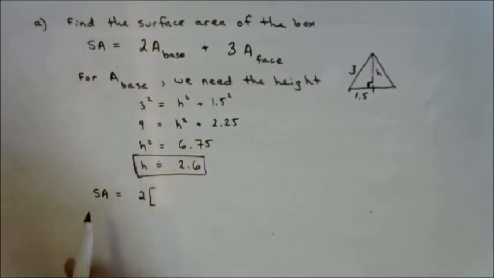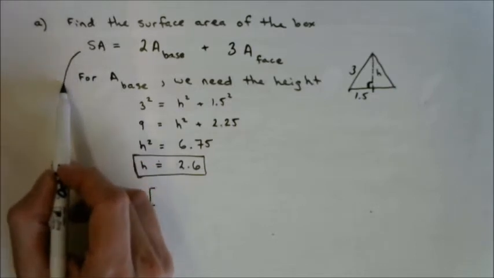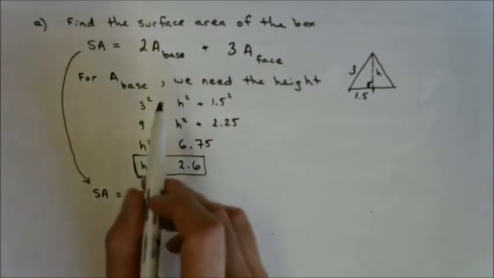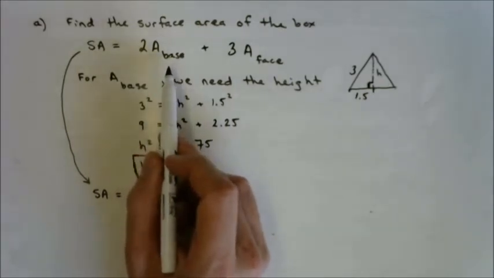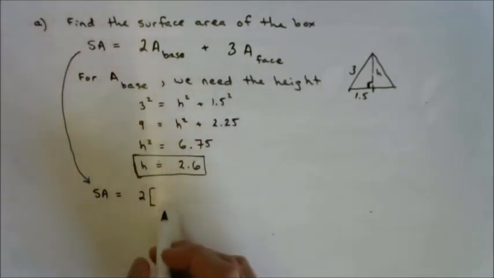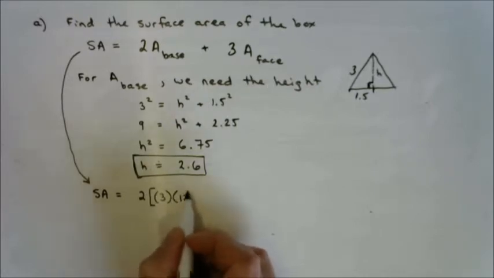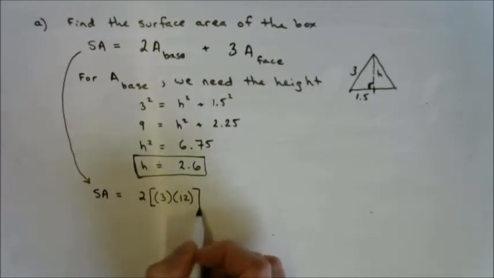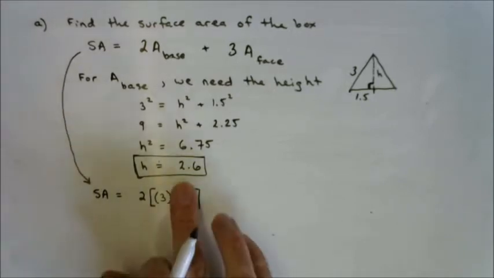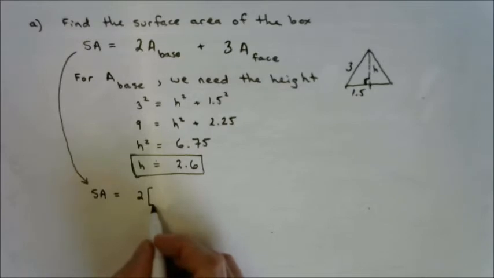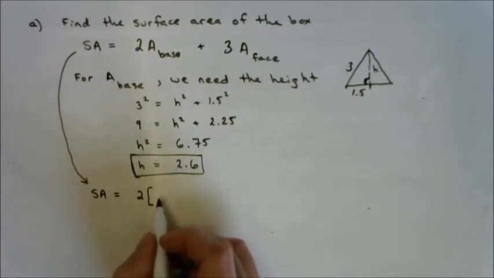So now I'm going back to my equation for surface area that we already established at the beginning. I'm going to get the area of one of the bases. Oh, sorry, I'm doing the wrong thing there. That was one of the lateral sides. So yeah, we're taking the area of the base, which is base times height divided by 2.